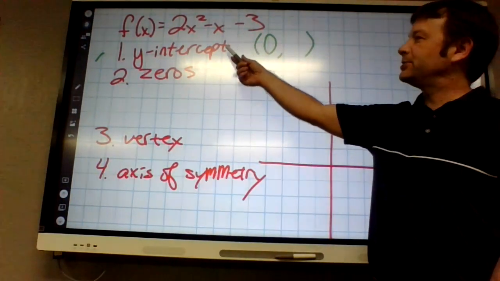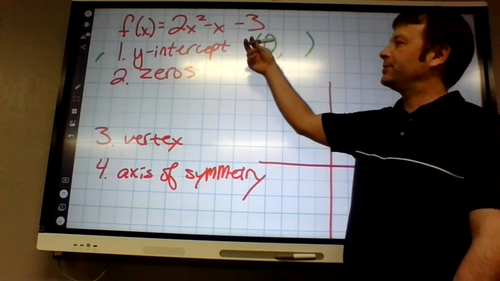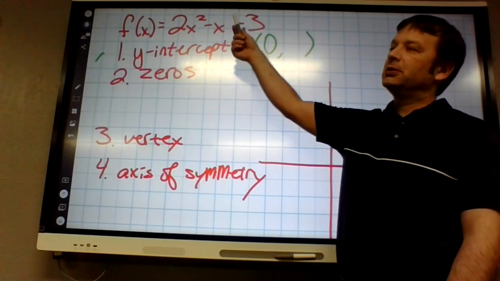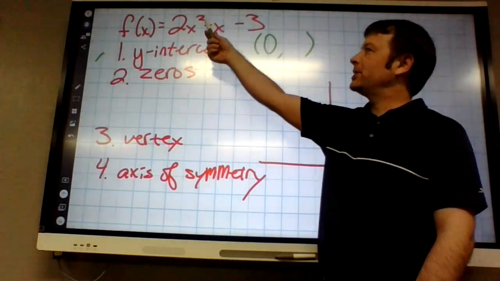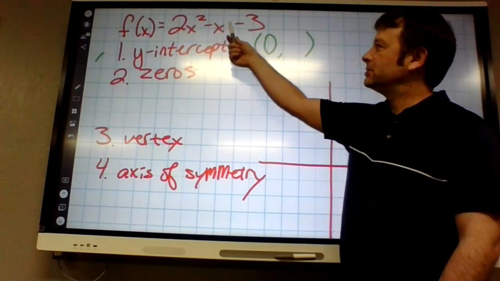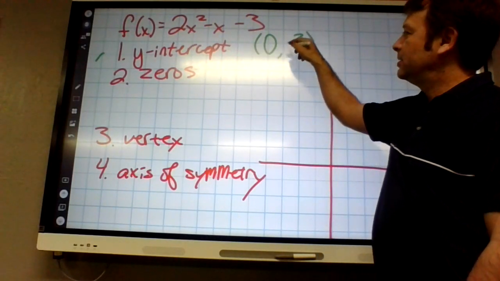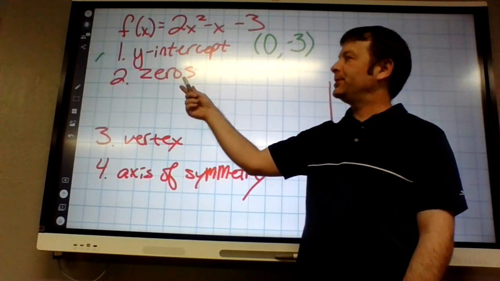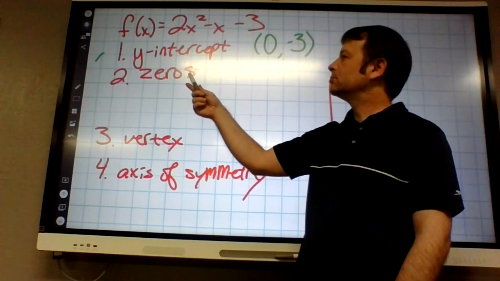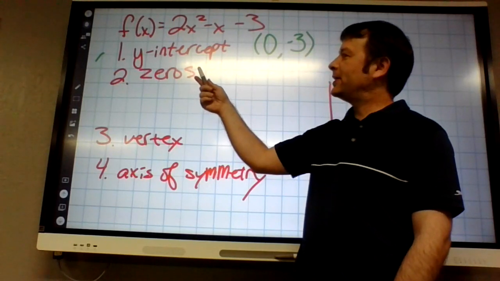Okay, the y-intercept always has an x value of 0, so you just plug in 0. If we plug in 0, what do we get? -3. Okay, what are zeros? What's that mean? Makes it 0. What x values make it 0?